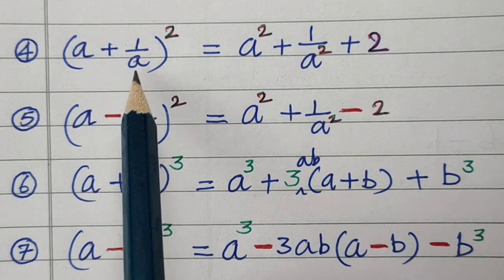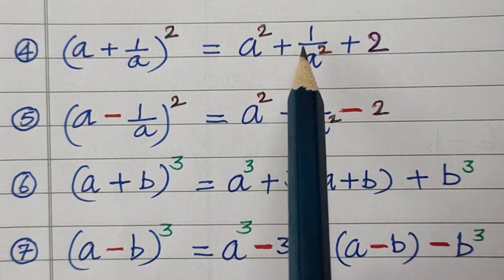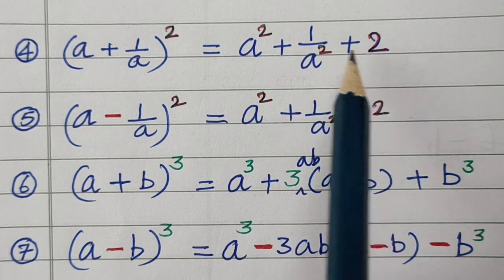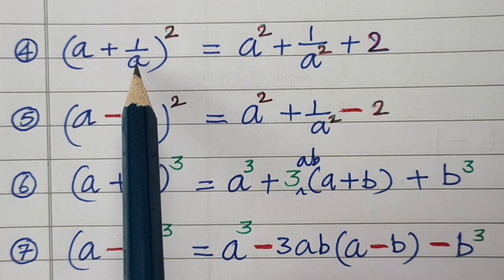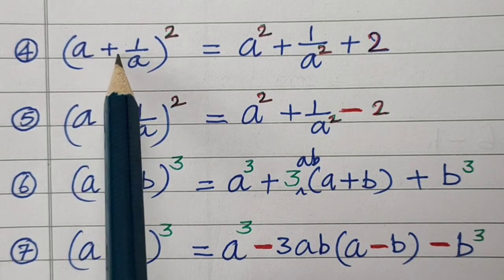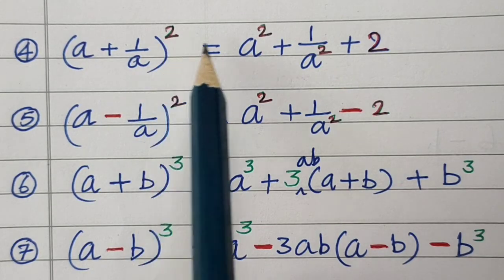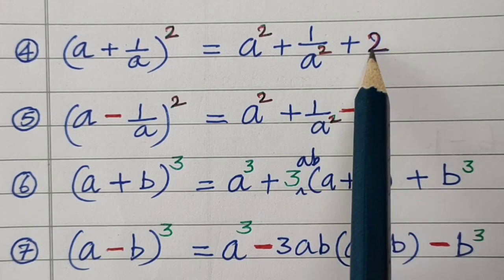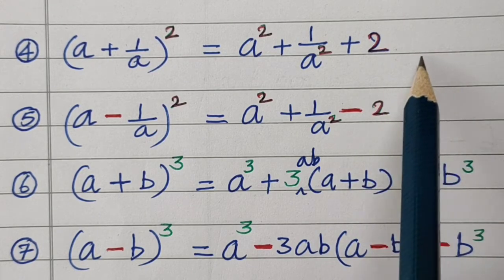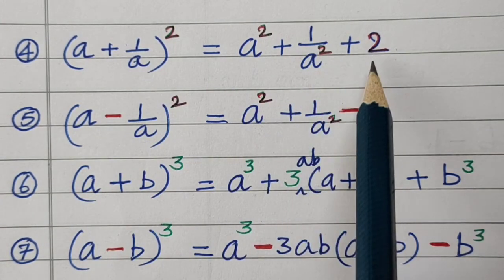(a + 1/a)² is equal to a² + 1/a² + 2. This is in the form of (a + b)². In place of b we have 1/a, so 2 times a into 1/a will get cancelled, and we get 2. Therefore, (a + 1/a)² is equal to a² + 1/a² + 2.